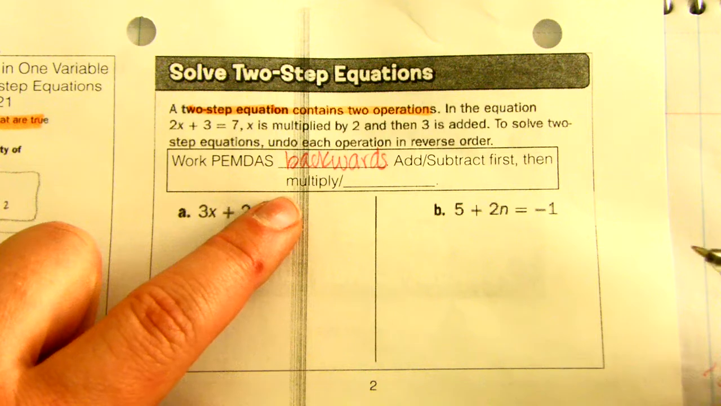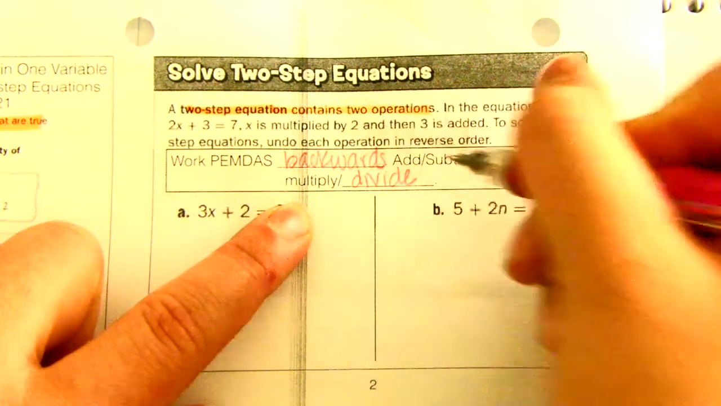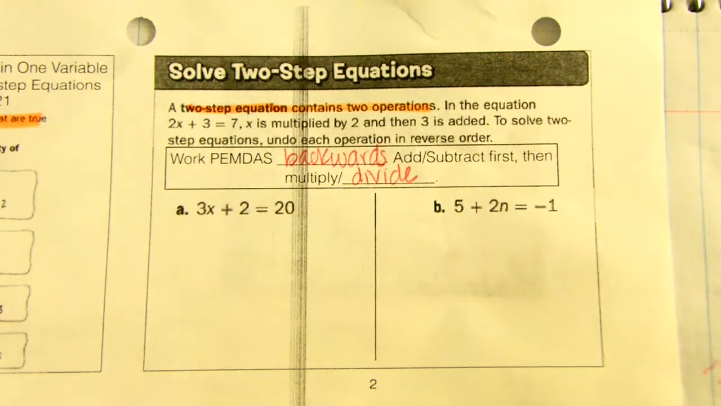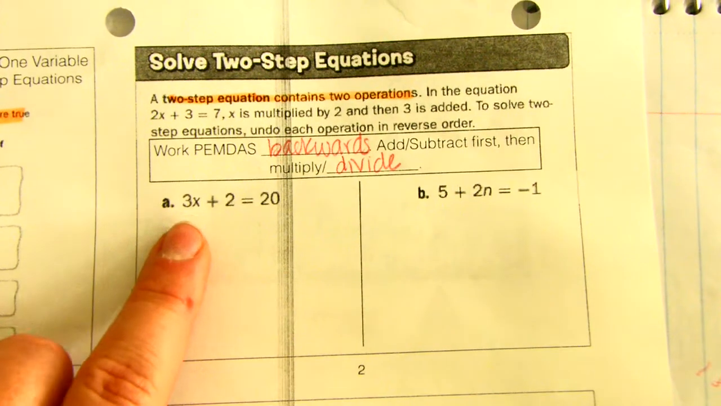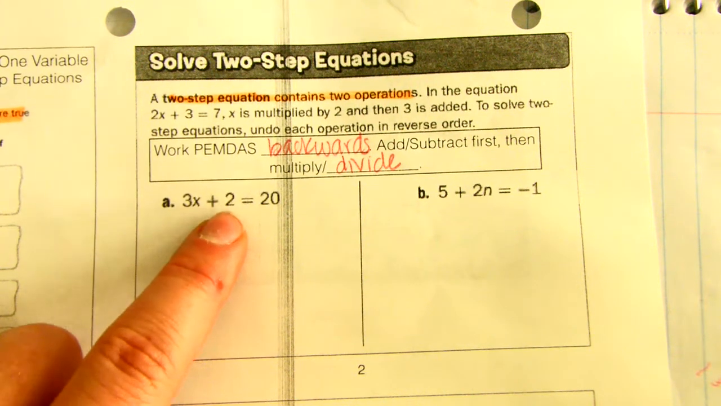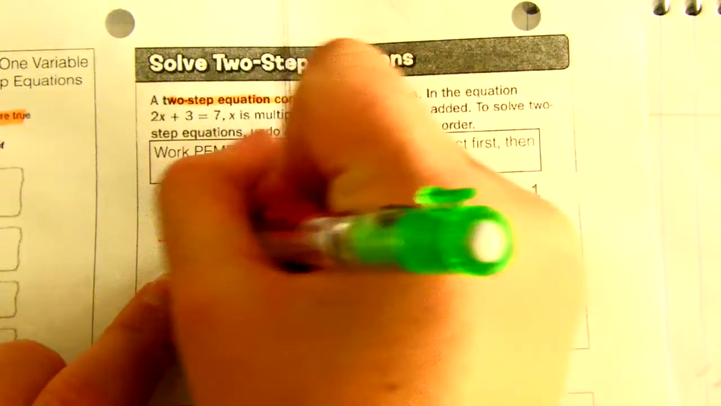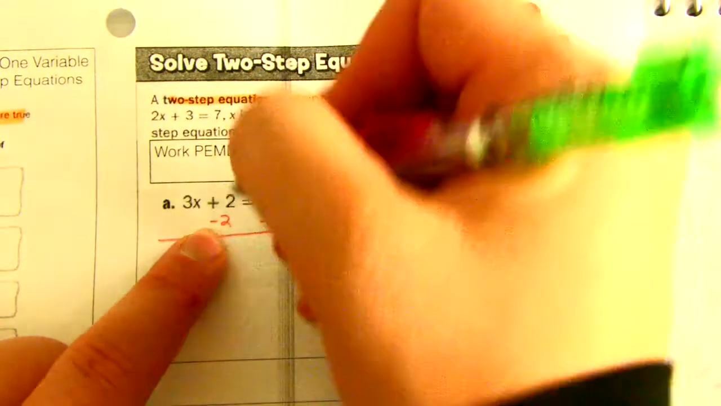So we're actually going to add or subtract first and then multiply or divide. You're always still going to the side with a variable. So what's going on with a variable? Well, we've got to leave this alone for the first. We're going to add or subtract first. So to undo plus 2, we need to subtract 2. This is a good way to show your work. Subtract 2 on both sides.